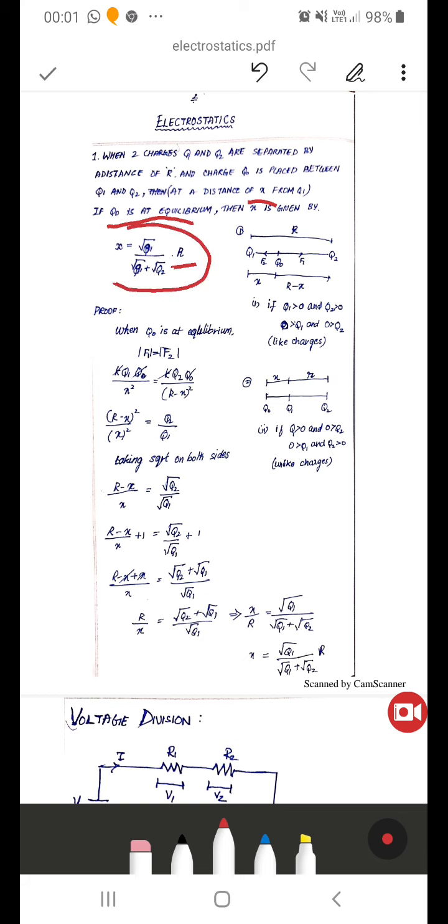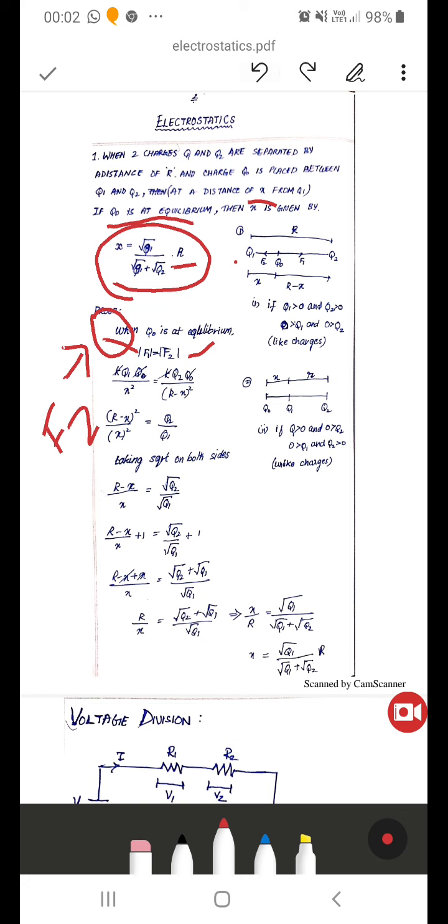Okay, how does this formula come? Here is the proof which is given below. Now, if q0 is at equilibrium, it means that the forces F1 and F2 are equal. If forces F1 and F2 are equal, then q0 is said to be at equilibrium. Now, F1 is the force acting on q0 by the charge q1. Similarly, F2 is the force acting on charge q0 by the charge q2.